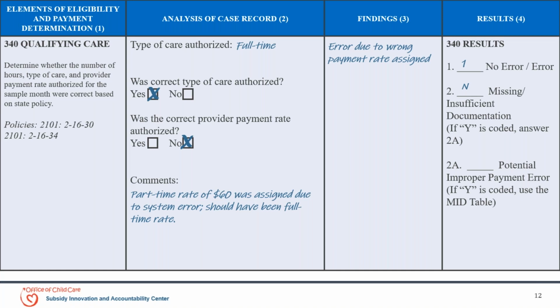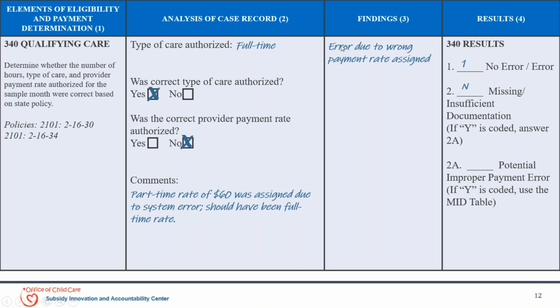What we actually do like to see here, and I apologize for not making this clear in this example, in column 3 is whether or not that error was a payment error, an administrative error, or a potential improper payment error. In this example, we filled out element 340. We know the wrong payment rate was assigned. We know that this will probably result in an improper payment, but maybe not. There might be something else going on.